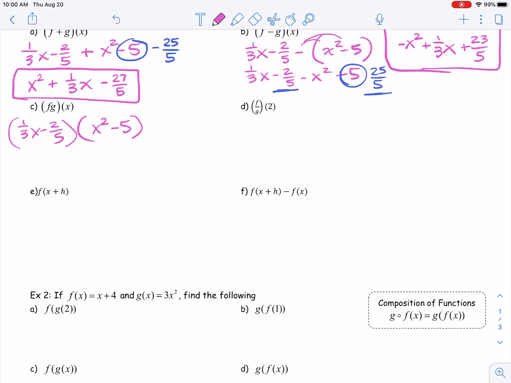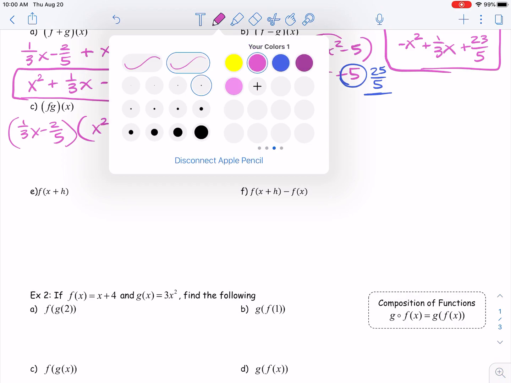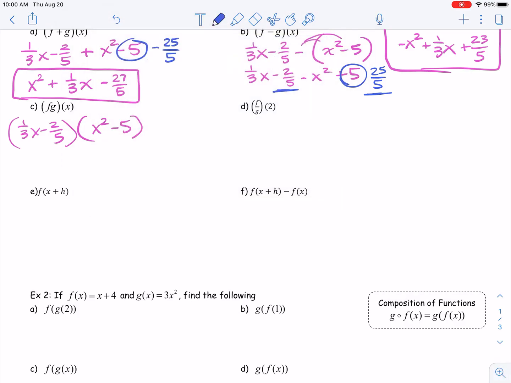Some of you learned FOIL in Algebra 1 or 8th grade or whatever. Some of you used a box method. Some of you used something else, maybe, I don't know, but you are multiplying two binomials together. And the way that I learned it way back in the day was FOIL. First, outer, inner, last.